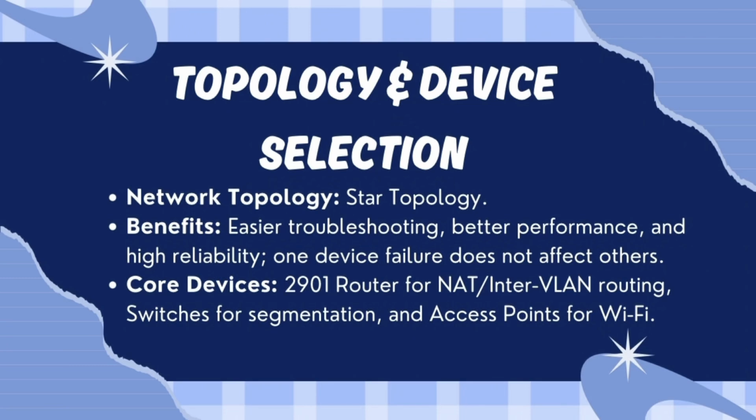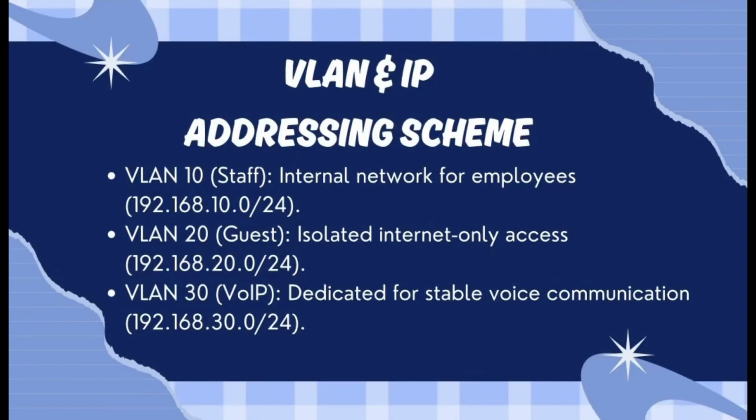Our core hardware includes a Cisco 2901 router, which acts as the gateway, and a switch to manage our local connections. A key feature of our design is the VLAN segmentation. We divided the network into 3 parts. First, VLAN 10 for staff, second VLAN 20 for guests, and last VLAN 30 for VoIP.